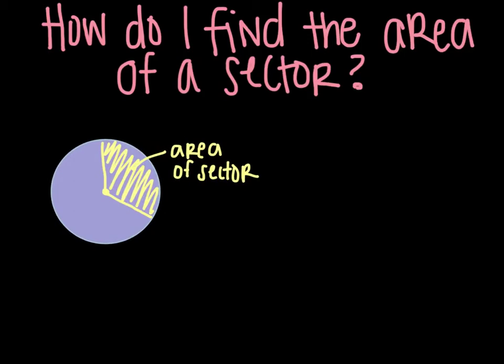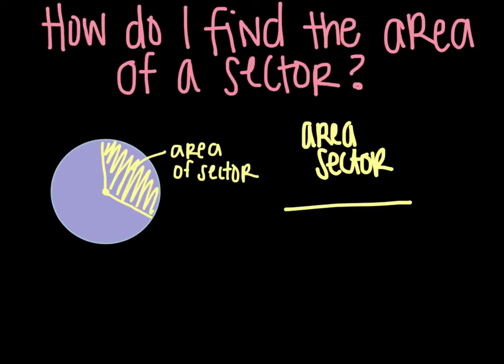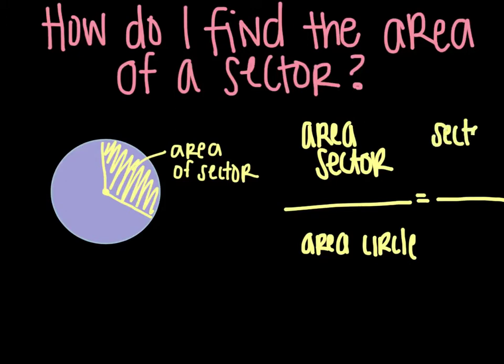So when we're talking about area of a sector, we're going to use proportions, and you're specifically going to think part to whole relationships. So I have my area of the sector is my part over the whole, and the whole would be the area of the circle, and that equals the sector degree and then the circle's degree.